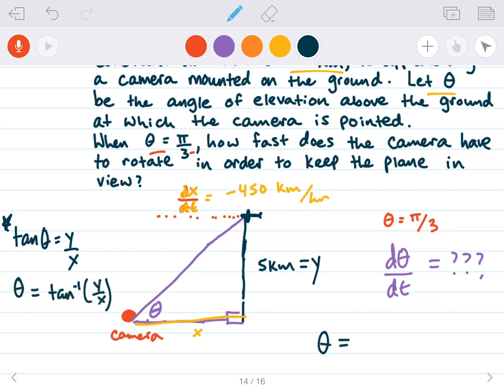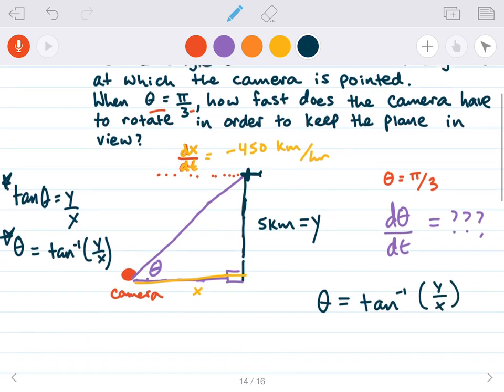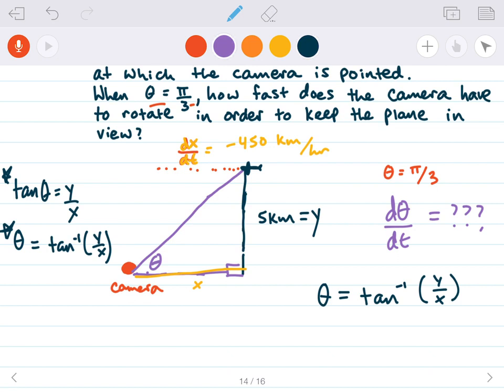So here we have it. We have an equation with theta on one side by itself and x and y on the other side. So we have a relationship here. And now we can use related rates. So theta is equal to tan inverse of y over x. And so, we're looking for d theta dt. So let's go ahead and take the derivative with respect to t of both sides. So we have d theta over dt.